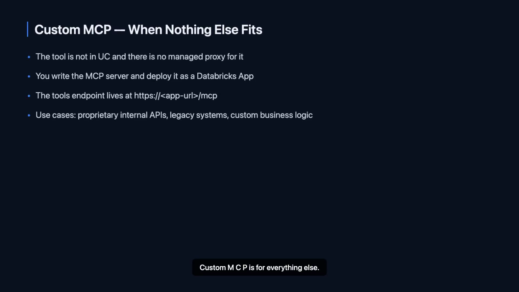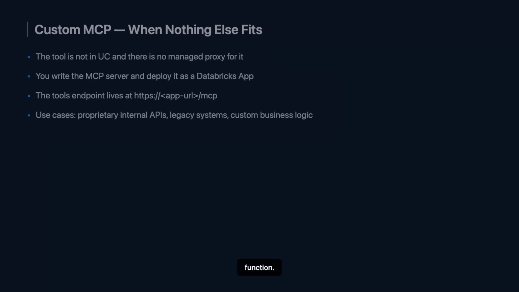Custom MCP is for everything else. The tool isn't in Unity Catalog, and there's no pre-built external connector for it, so you write the MCP server yourself and deploy it as a Databricks app. Once deployed, the tool's endpoint lives at https://your-app-url/mcp. Typical use cases are a proprietary internal API, a legacy system the rest of the platform can't reach, or a piece of custom business logic that doesn't naturally fit as a UC function.